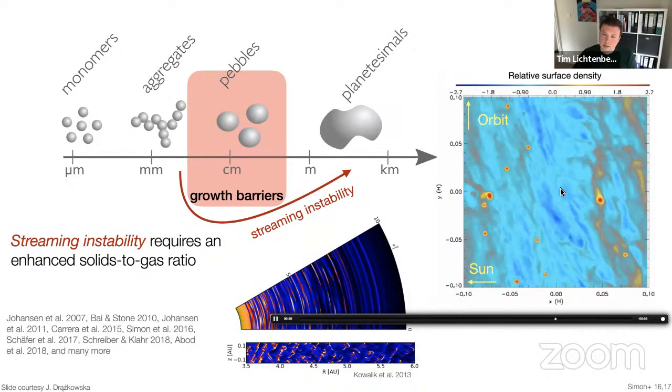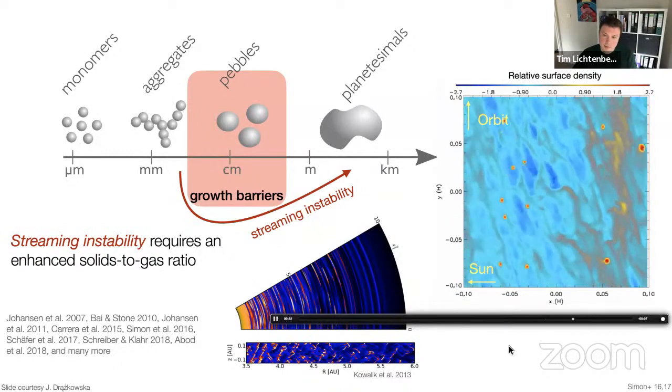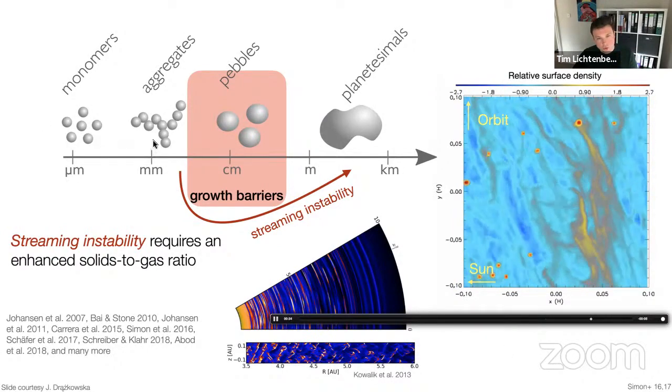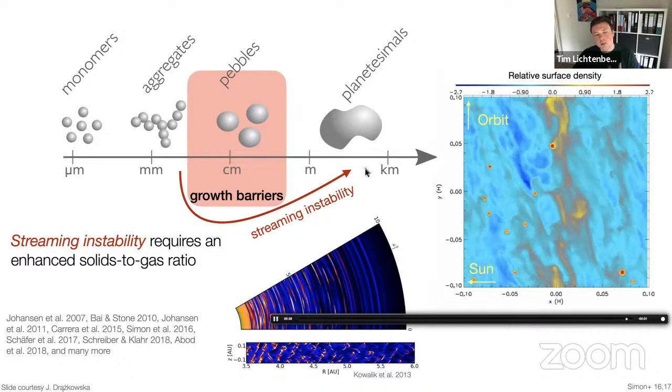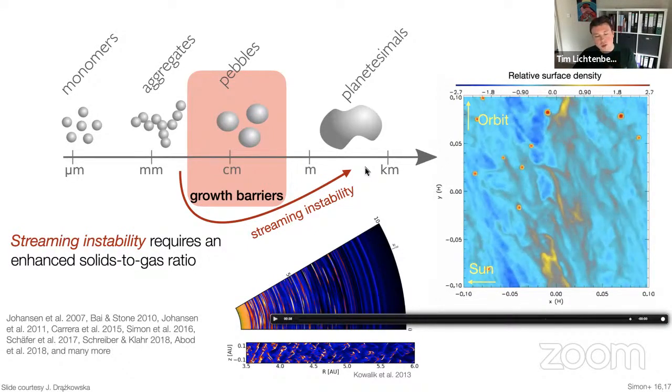So the question here really becomes, it's not anymore how you grow from millimeter size to kilometer size objects. The question really becomes, how do you create over densities in the disk to trigger planetesimal formation?